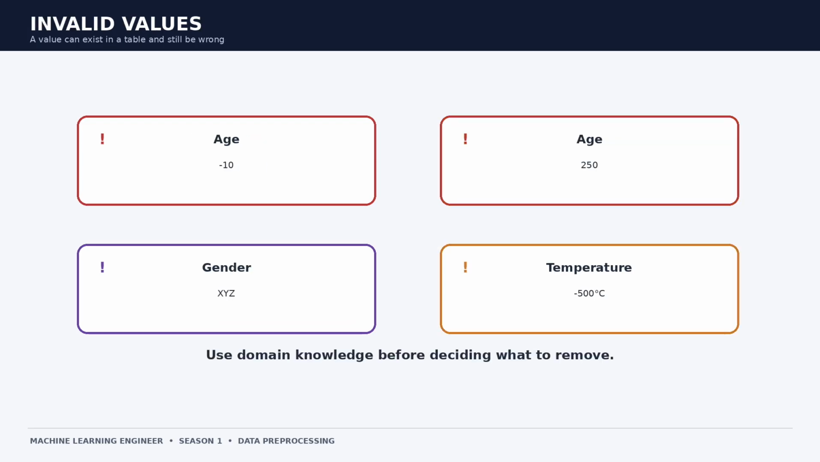One important point: don't assume that every unusual value is an error. You need to understand the domain. An age of 250 is almost certainly wrong, but an unusually high transaction amount might actually be legitimate. So, pre-processing should be based on evidence and domain understanding.